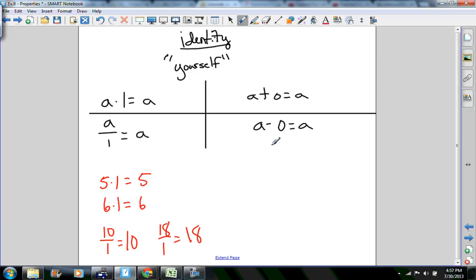For addition and subtraction, it's adding or subtracting 0. So if we have -3 plus 0, that's equal to -3. If we had -8 minus 0, that's equal to -8. So the identity property, think of yourself. You're taking a number, doing something to it, and then making it go back to itself. Okay?